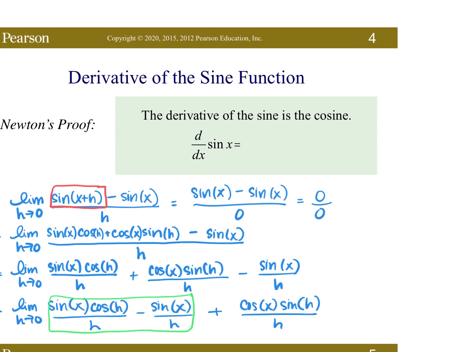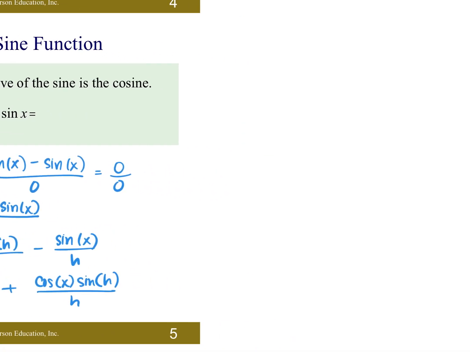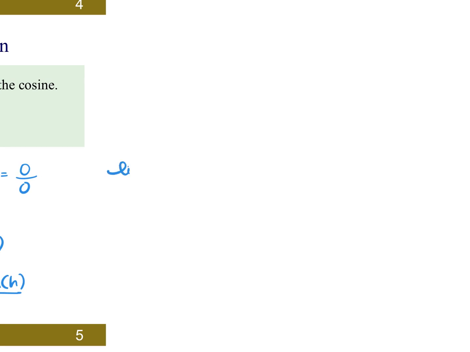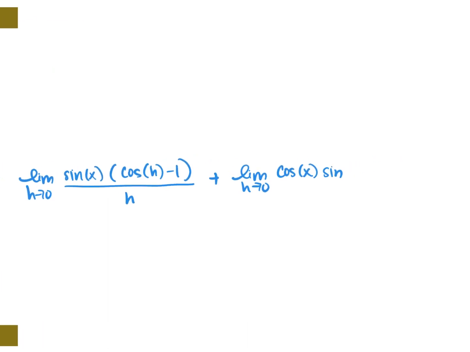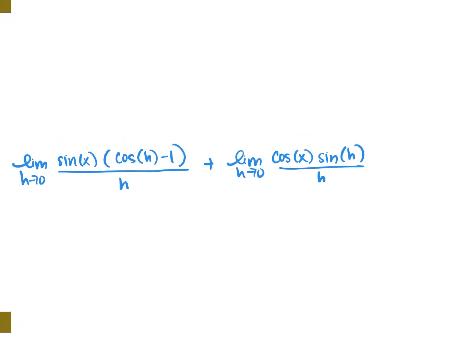I'm out of room. Maybe you guys can shrink yours down a little bit. So I'm going to slide mine over. So we've got the sine of X factored out from the cosine of H minus 1, and that was all over H. And then you had the other one at the end, plus, and then let's distribute our limit so that we're writing it in good form, times the sine of H all over H. All right, now we're in the home stretch.